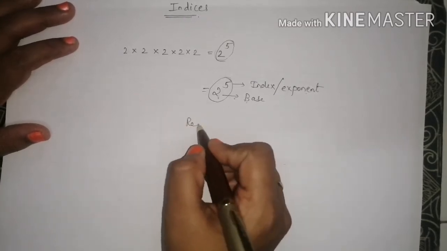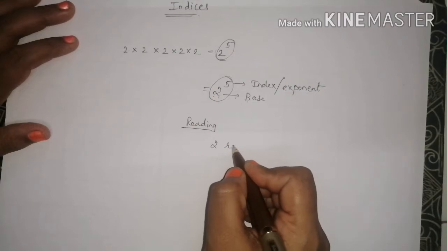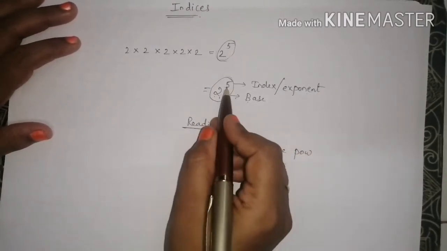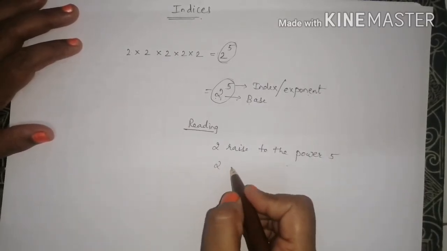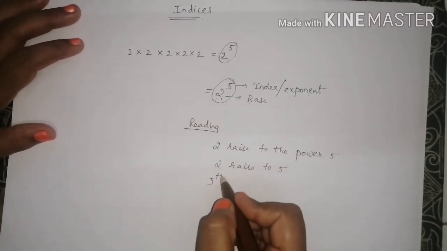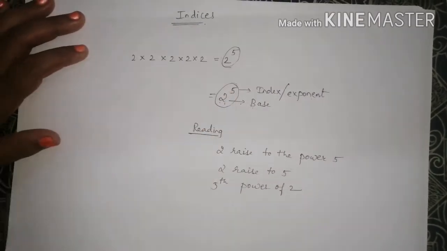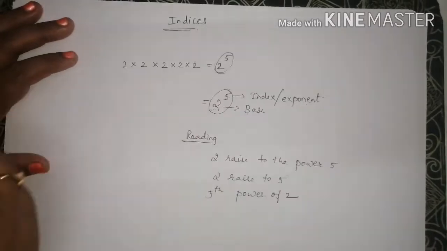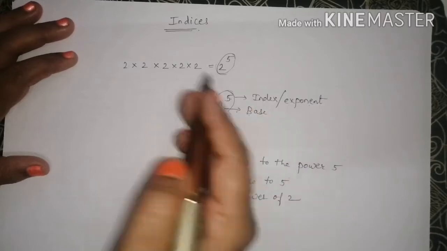Now how to read this number? It is read as 2 raised to 5, or 2 raised to the power 5. The upper number is also called the power. You can also read it as the fifth power of 2. These are the ways you can read this number. The simple one is 2 raised to 5. The down number is called the base, the upper number is called the index.